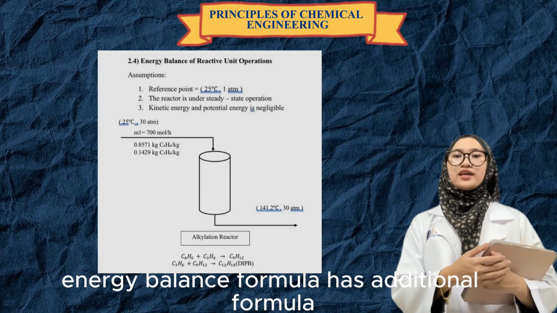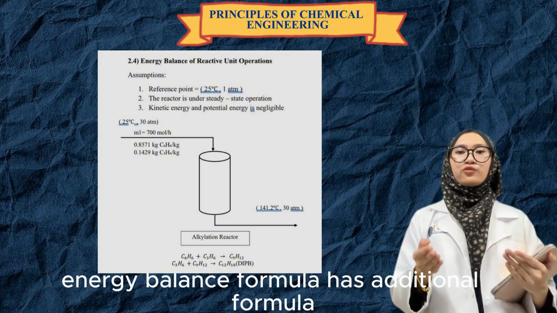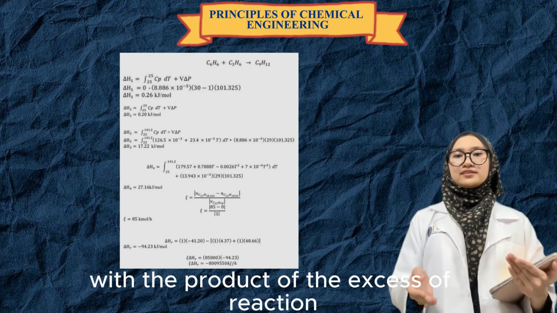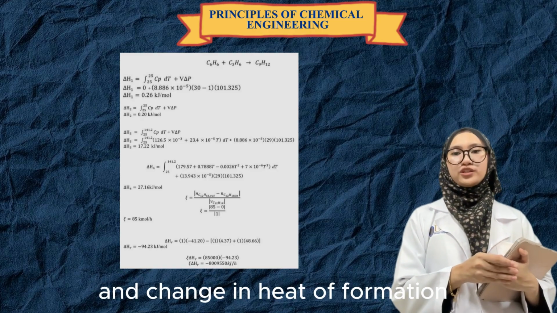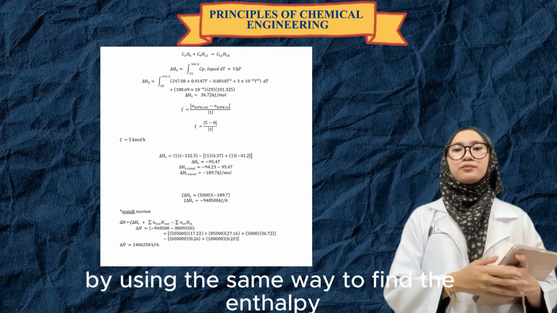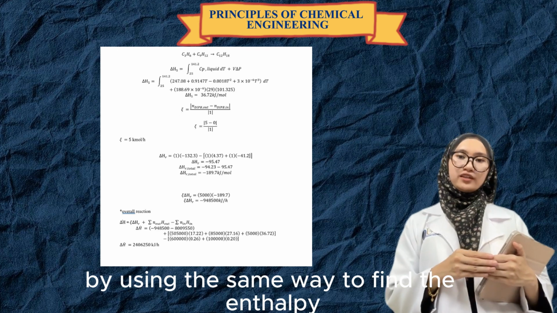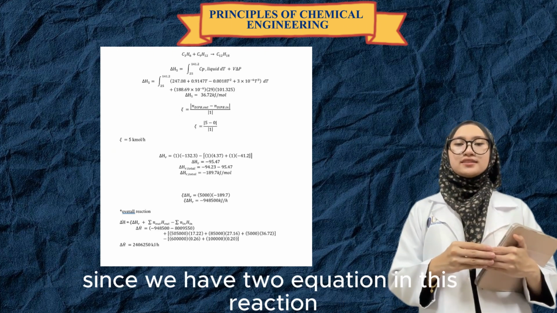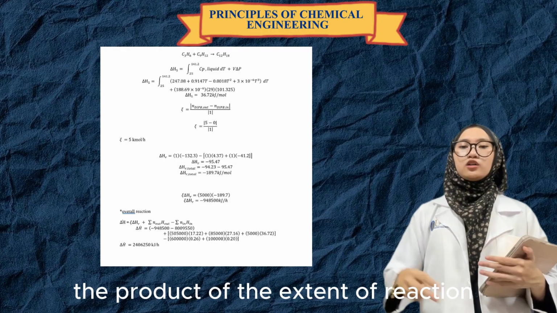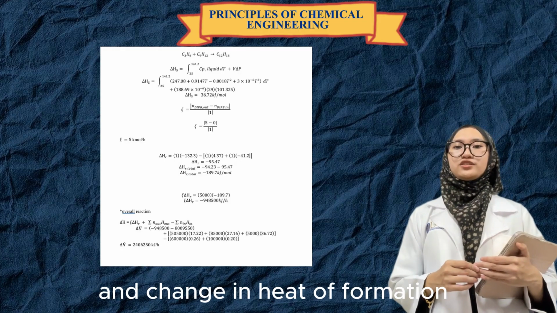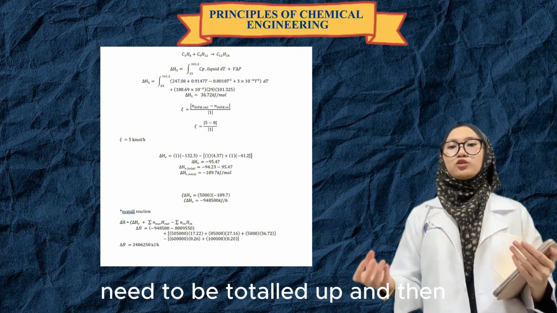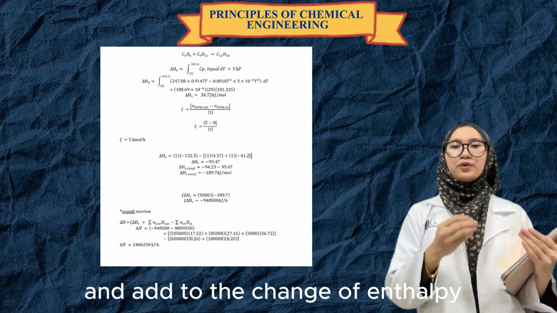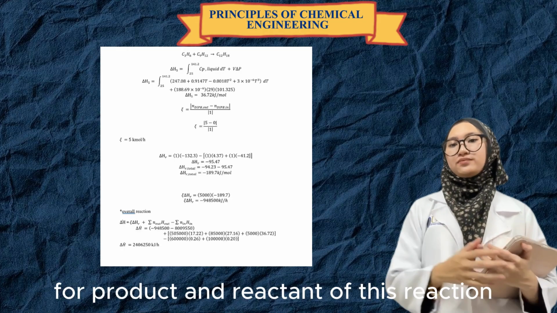For a reactive reaction, the energy balance formula has an additional term, where the enthalpy in and out is added to the product of the extent of reaction and the change in heat of formation for product and reactant. Using the same way to find the enthalpy, we need to calculate every component in this reaction. Since we have two equations in this reaction, the product of the extent of reaction and change in heat of formation needs to be totaled up and added to the change of enthalpy for product and reactant of this reaction.